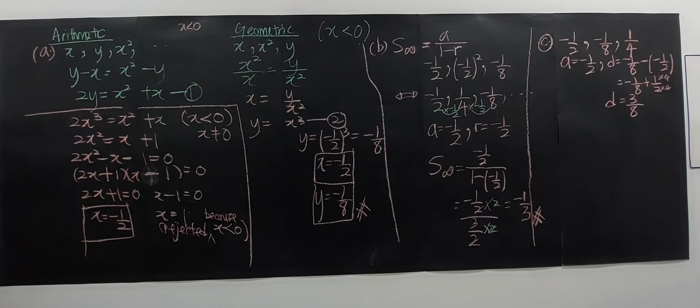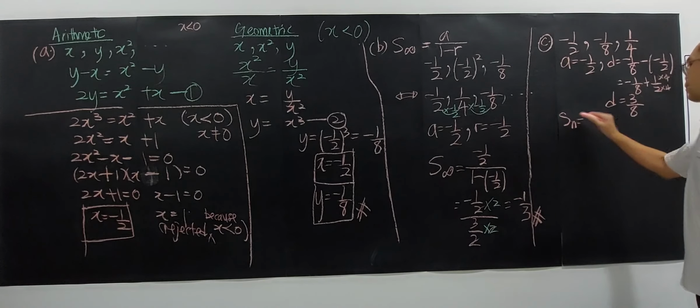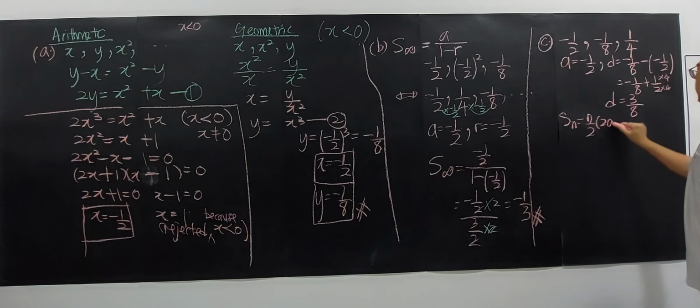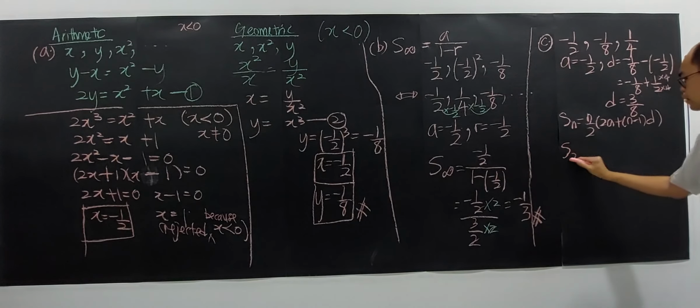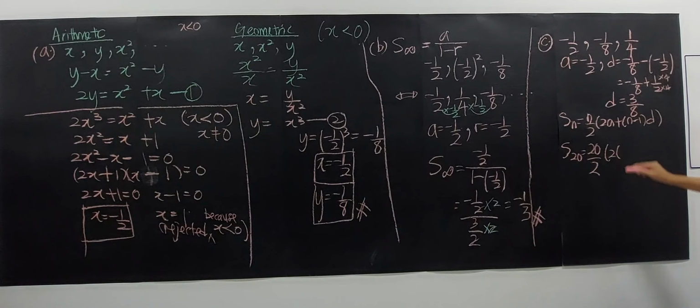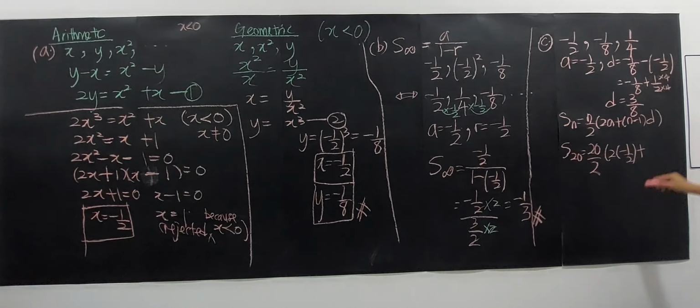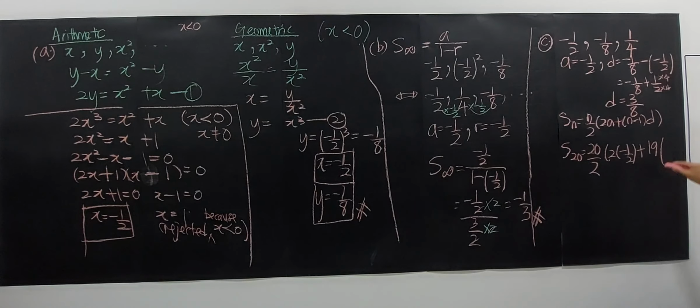Okay. Alright, let's find the sum Sn. For arithmetic, it will be n over 2 times 2a plus n minus 1 d. So replace n with 20. 20 over 2, 2 multiplied by negative 1 over 2, plus n minus 1. You're taking 20 minus 1, you're getting 19, multiplied by 3 over 8. So by using a calculator, after calculating everything, you are getting the value of 61.25, right?